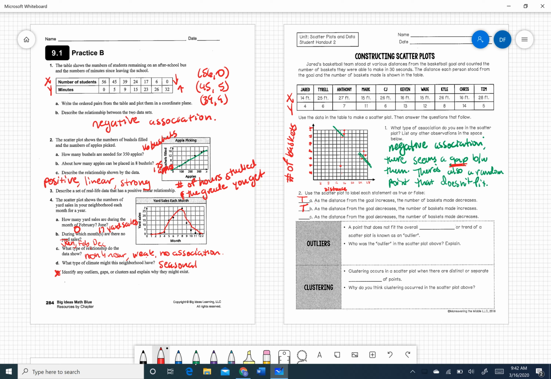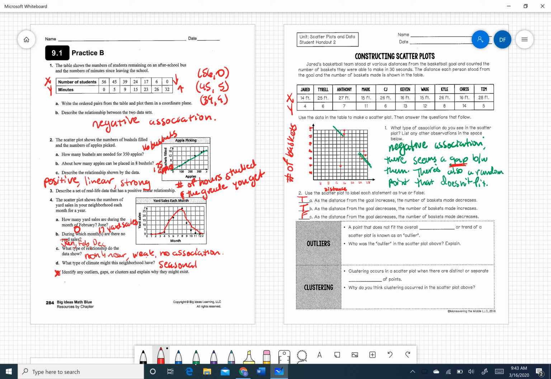Okay. And as the distance from the goal decreases, the number of baskets made decreases. And so I'm not sure if that is correct. So I would say that this is a false statement.